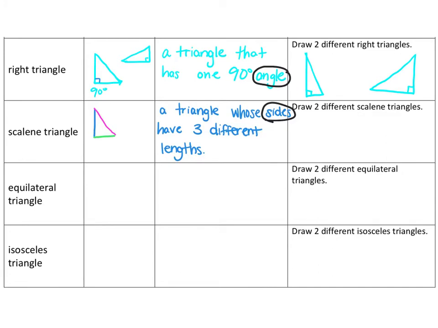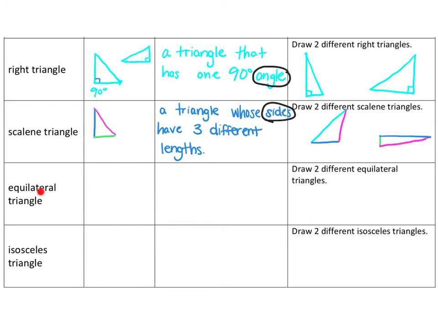Okay, so over here, you need to draw two scalene triangles. So here's one, and then this side's going to be shorter, and this side is going to be longer. There, they all have different lengths. And on that triangle, they have different lengths also.